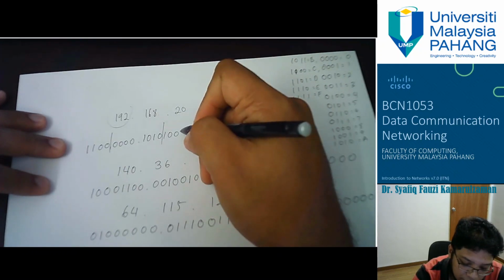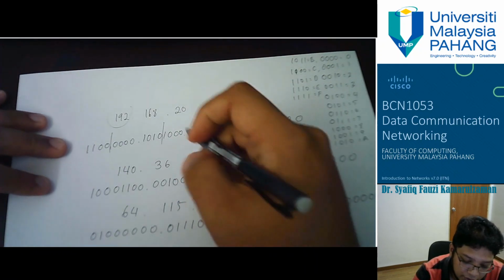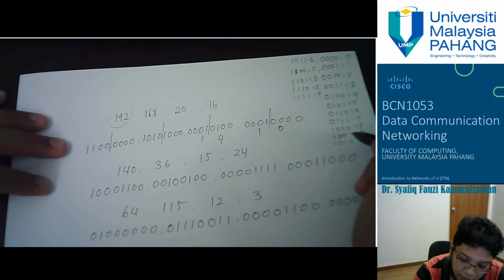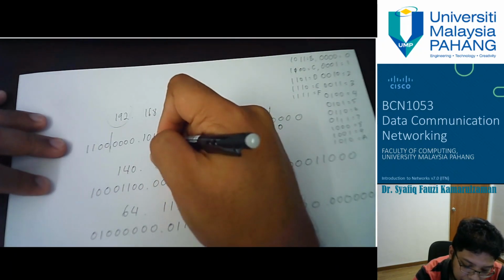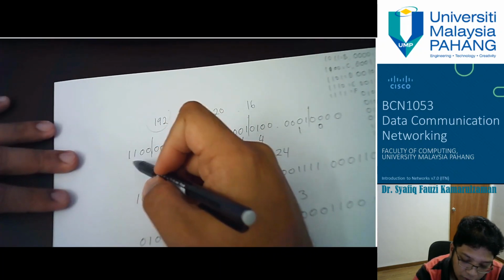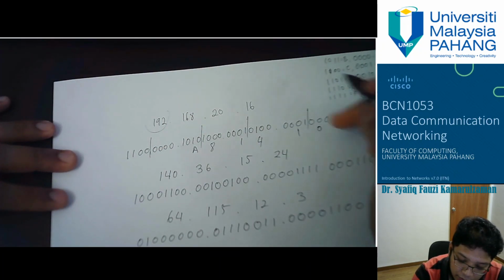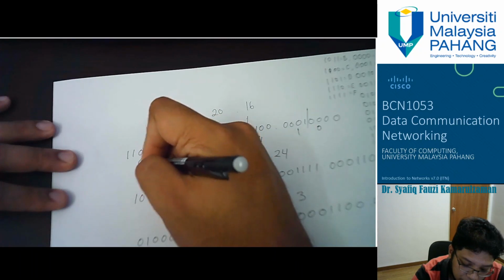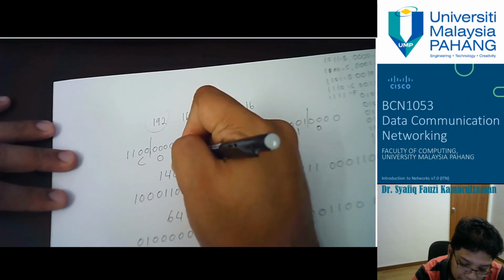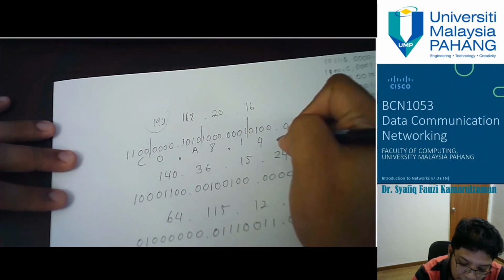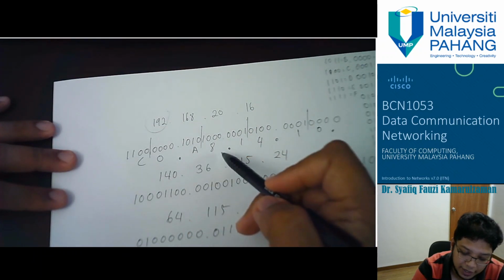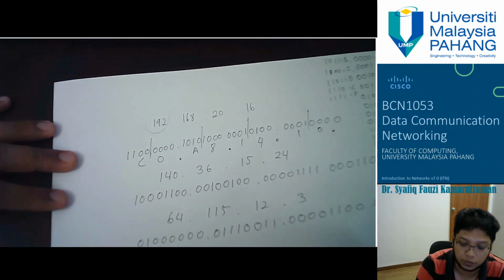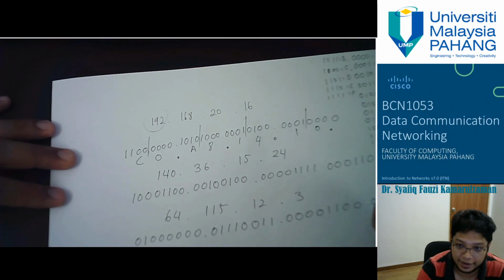Oops, I missed 1 0 here. 1000 is 8. 1010 is A. 1100 is C. 0000 is 0. So basically, in hexadecimal, this IPv4 address is C0, A8, 14, and 10. Okay, so basically like that.